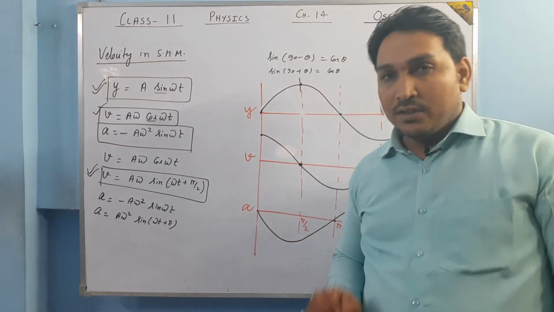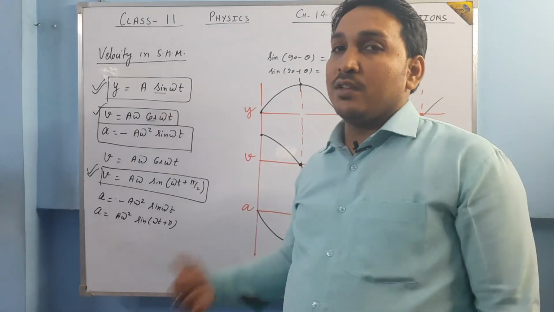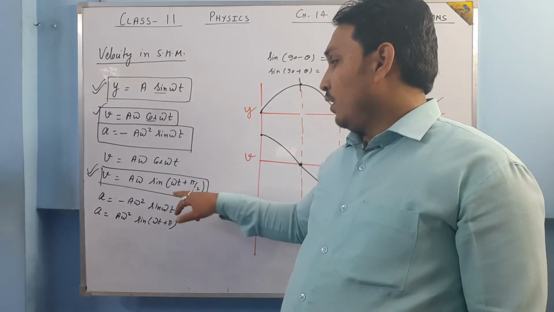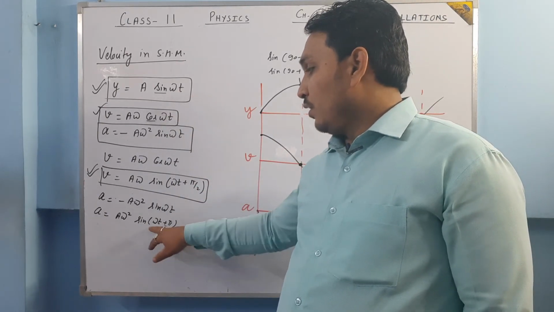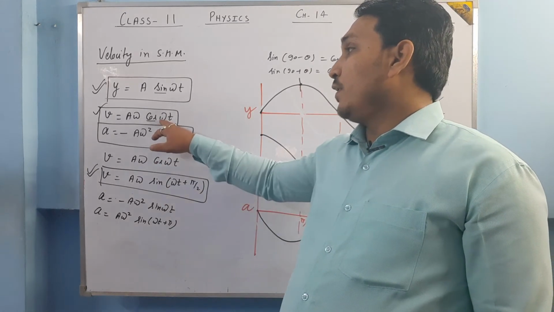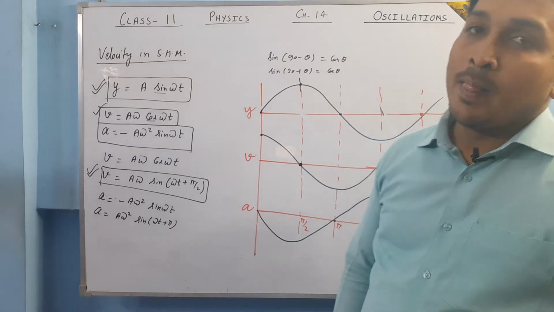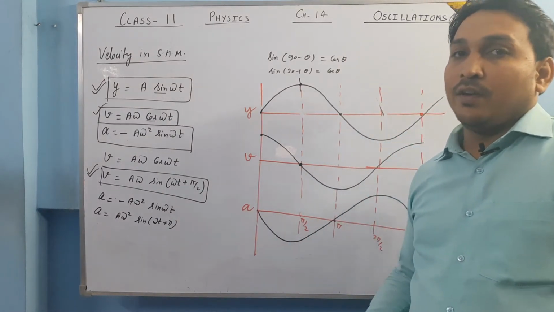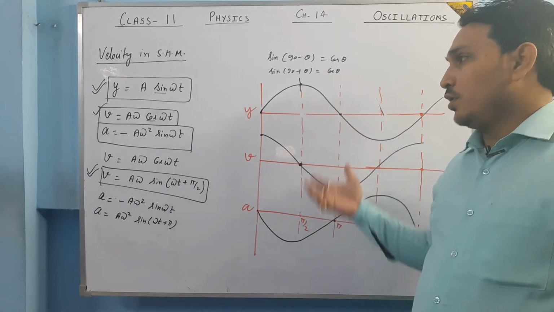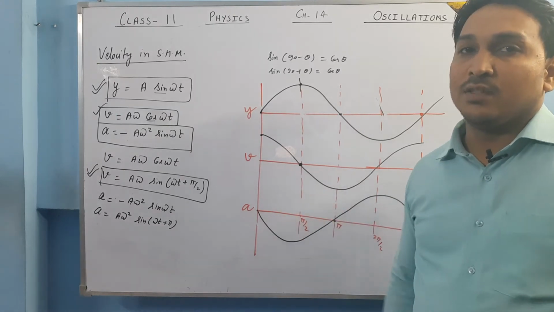Just remember my words: phase is whatever is written in front of sine, it is considered as phase. So here omega t is the phase. Here omega t plus pi by 2 is the phase. Here omega t plus pi is the phase. Why am I not comparing phase here? Because it is in cos, and it is in sine. Obviously they will vary differently, and that's why we cannot compare the phase. So this is the phase relationship between velocity, acceleration and displacement.